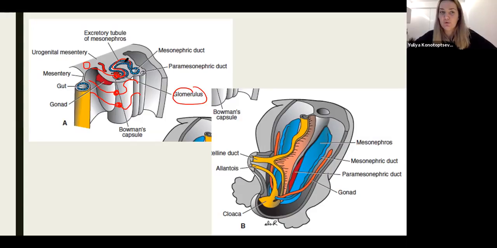So this tubule, this S-shaped excretory tubule, kind of behaves as in the adult: proximal convoluted tubule, loop of Henle, distal convoluted tubule. So this S-shaped tubule is the same thing. We need to drop this ultrafiltrate somewhere. So where do we drop it? At the end of this S-shaped excretory tubule of mesonephron, you see that there is a duct starting to form, which is called mesonephric duct.